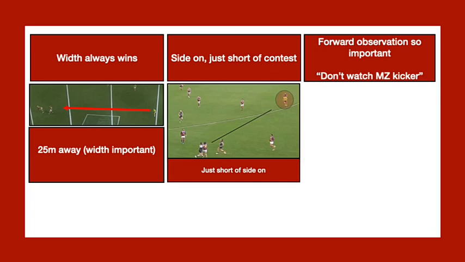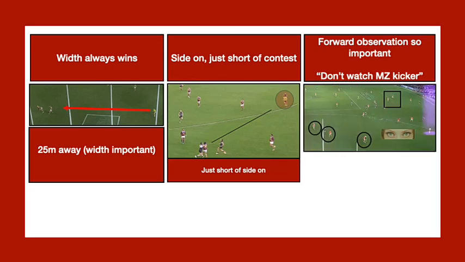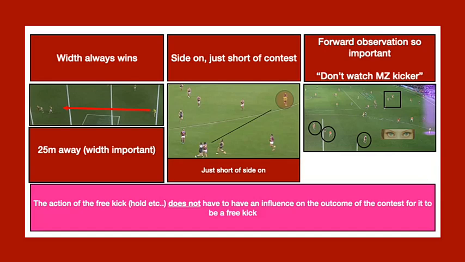The other part to umpiring marking contests well is forward observation. We don't want you watching the mid-zone kicker. Your eyes would have to be on those 3 pairs circled. The umpire is in purple. Don't watch the square, which is the mid-zone kicker. Your objective is to watch those 3 pairs of players. That's where the free kick's going to come from. The action of the free kick does not have to have an influence on the outcome of the contest for it to be a free kick. So a jumper hold, a jumper flag, as soon as you see it, you pay it.